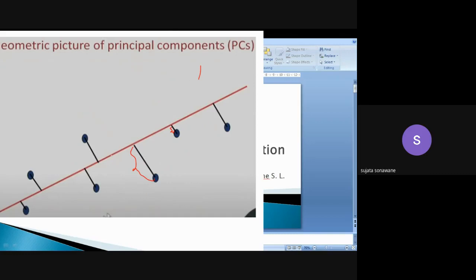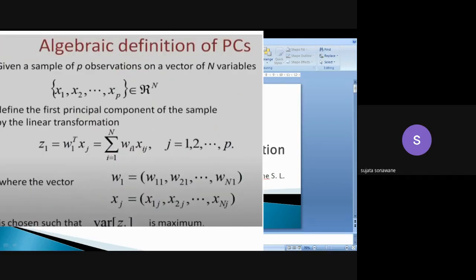Now here we can see that we have a number of observations. Just consider that we have p number of observations for n variables. For that purpose, we can write it down like this. If we have p number of observations, then x1, x2, x3 up to xp. So p observations are there, and there are n variables. So we have to define the first principal component.